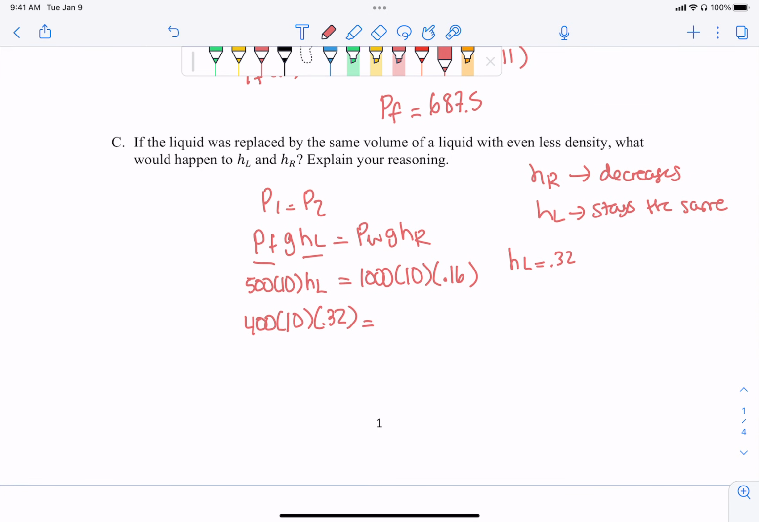Does that make sense? I really hope that makes sense. I saw a person leave, and I was really doubting my explanation there.